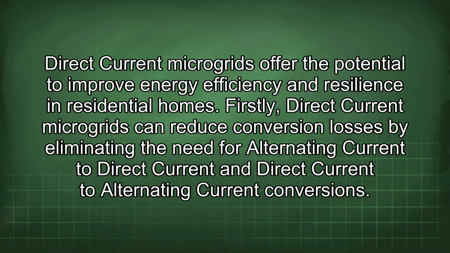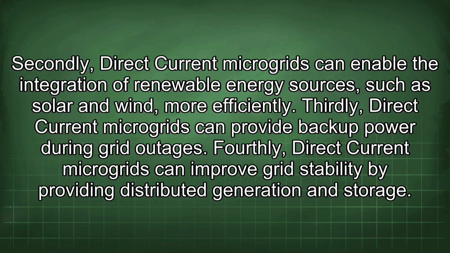Direct current microgrids offer the potential to improve energy efficiency and resilience in residential homes. Firstly, direct current microgrids can reduce conversion losses by eliminating the need for alternating current to direct current and direct current to alternating current conversions.